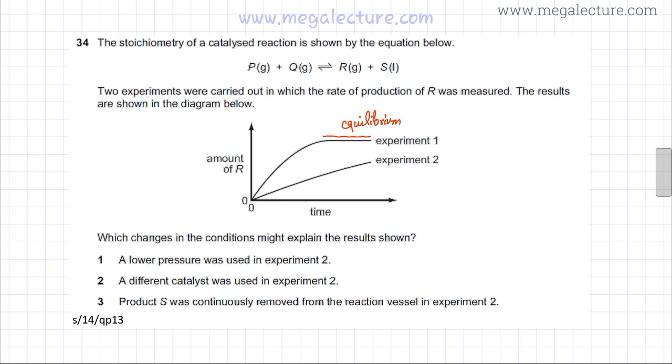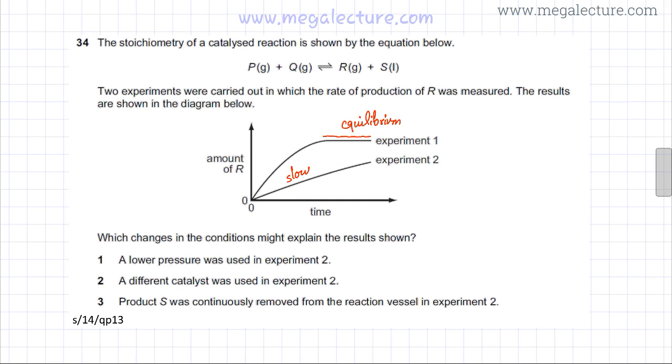And then you have another experiment where the amount of R with respect to time is being produced at a slower rate. So this reaction is slower, the curve is less steep. It's a slow reaction and it doesn't reach equilibrium. We don't know, it might reach an equilibrium at some point, but the amount of R is constantly increasing, which means that the forward reaction is happening at a faster rate compared to the backward reaction.